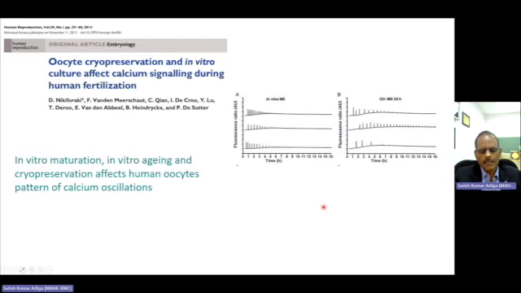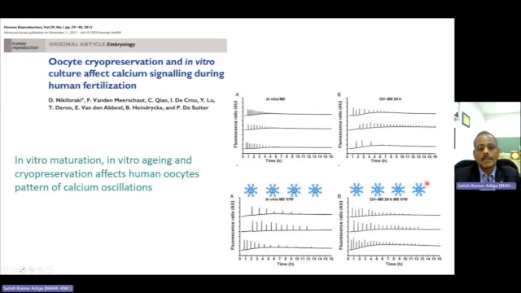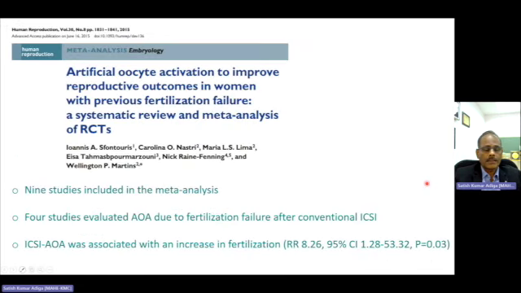It is also known that routine techniques we do in the IVF lab, such as in vitro maturation and cryopreservation of the oocyte, can also affect the calcium oscillation pathway. Here you can see the calcium should follow a very unique pattern, and if this pattern is disturbed, then fertilization is compromised. So one can consider using assisted oocyte activation with calcium ionophore.